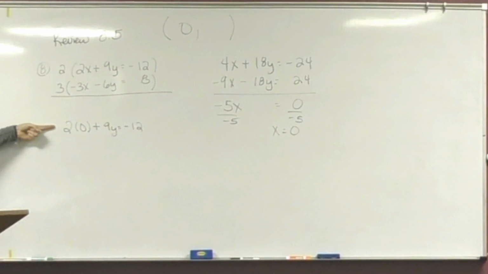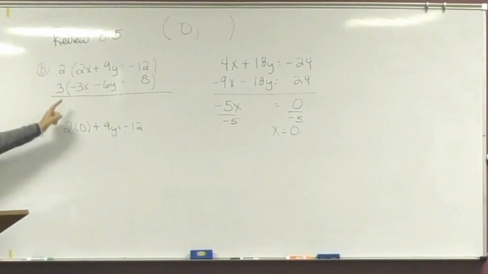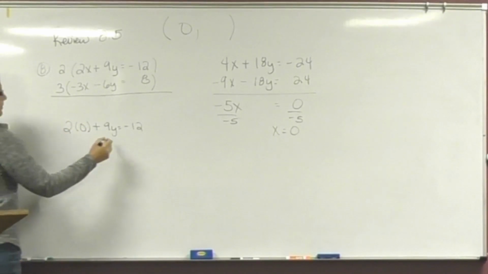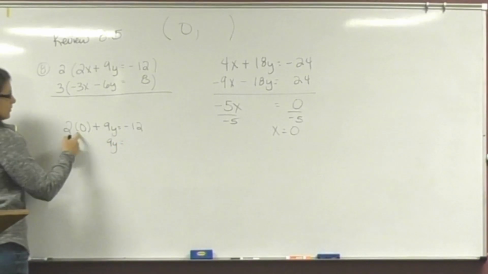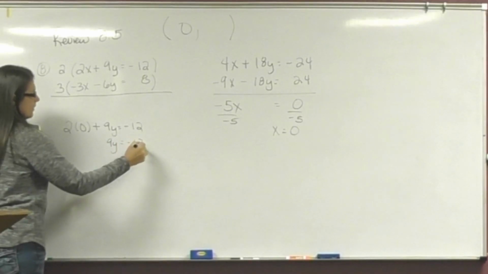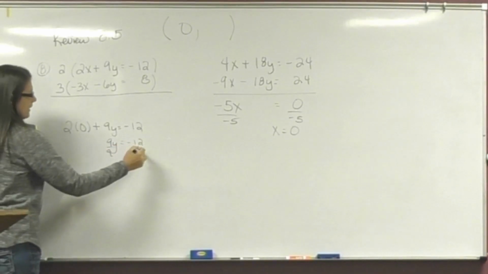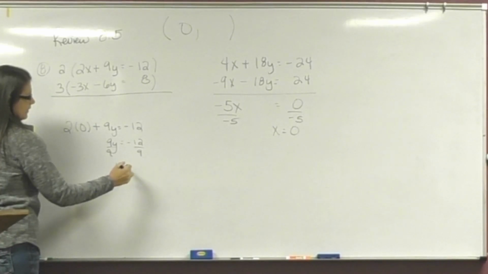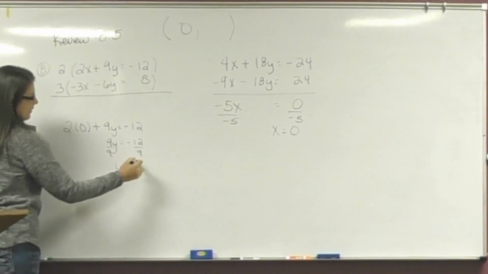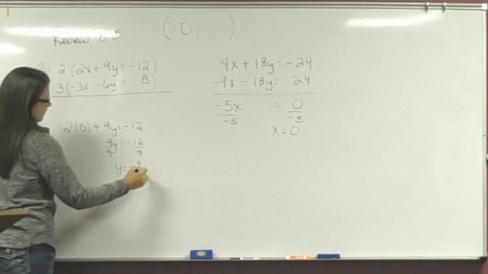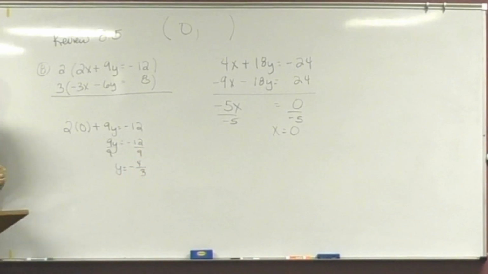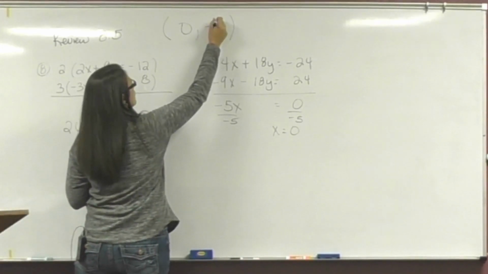So this is that first equation, but instead of an x, I've now substituted in that 0. So that leaves me with just 9y on the left, because 2 times 0 is 0. And then I divide both sides by 9. So this would be 4, 12. 3 goes into 12 4 times. 3 goes into 9 3 times. So y is -4/3.